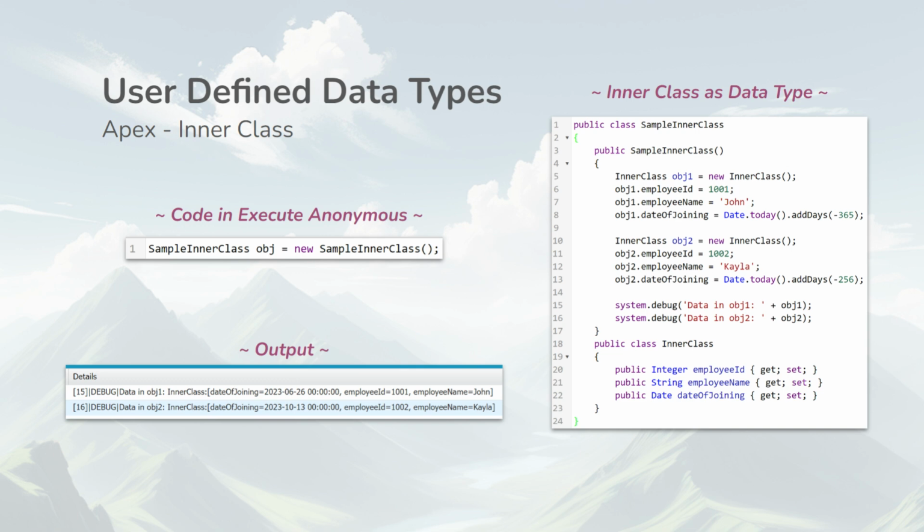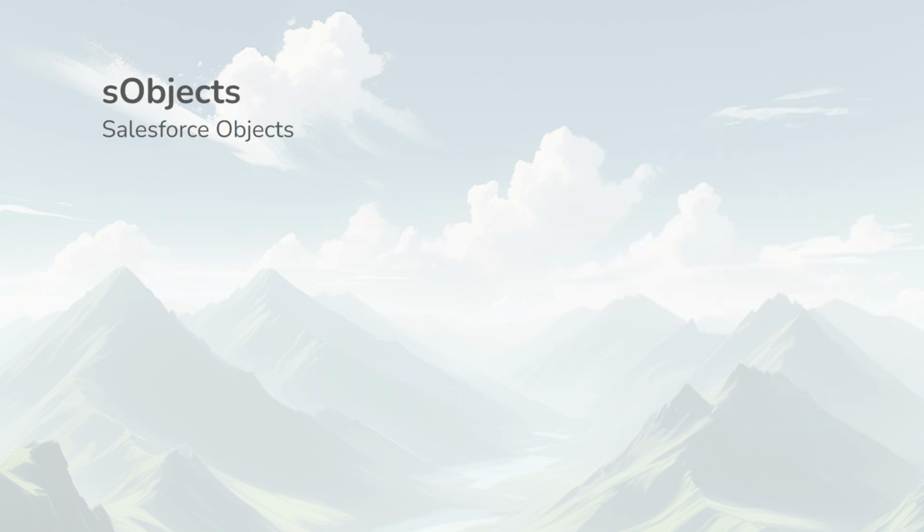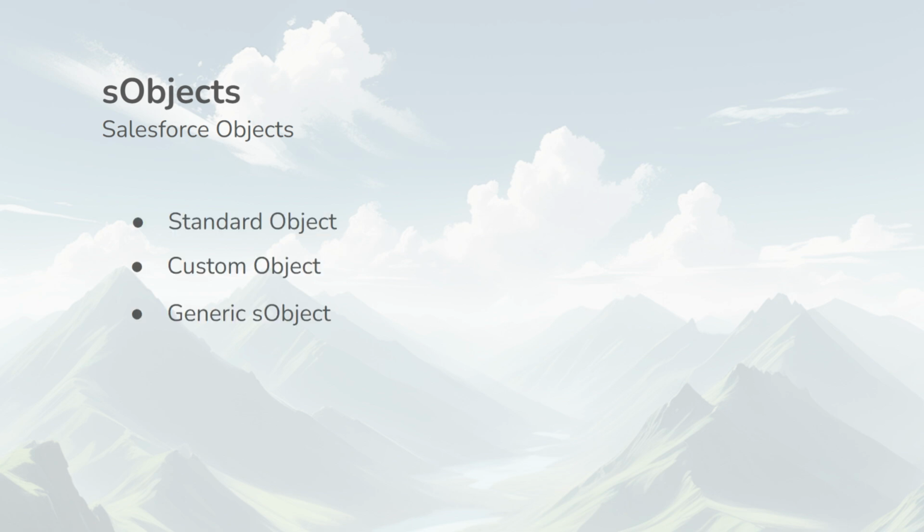The next category of data types is sObjects. sObjects mean Salesforce objects. As we know that database tables are called objects in Salesforce, the data rows or records are stored in objects. In Salesforce, there would be either standard or custom objects. The data types in this category are used to represent records of these objects in Apex. The first data type is standard object, which represents the standard Salesforce objects like accounts, contacts, opportunities, etc.